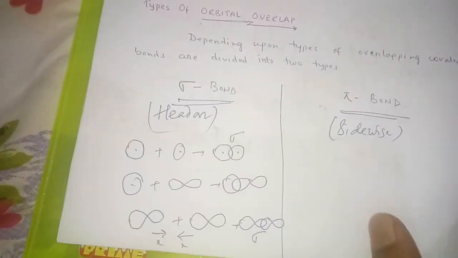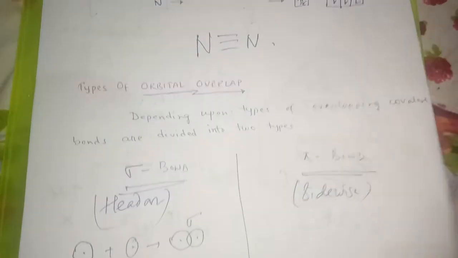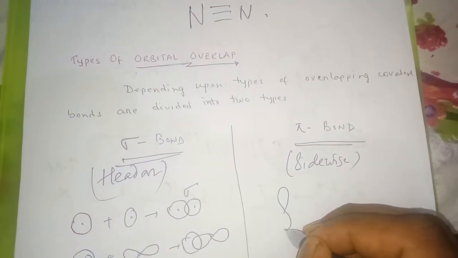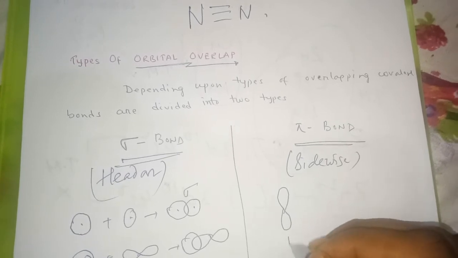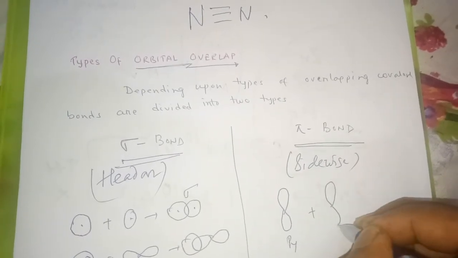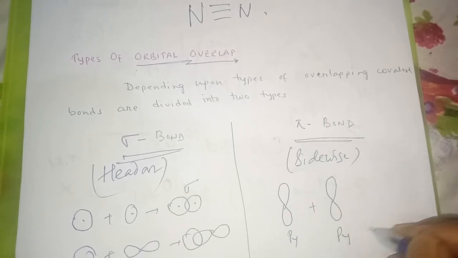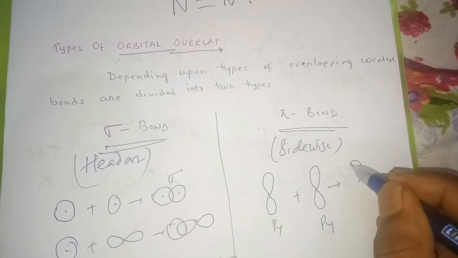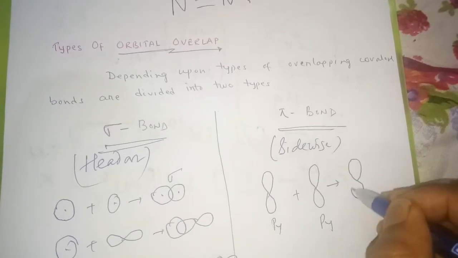Now a pi bond is formed due to sidewise overlapping. So if this is py, and this is py, sidewise overlapping will be like that.